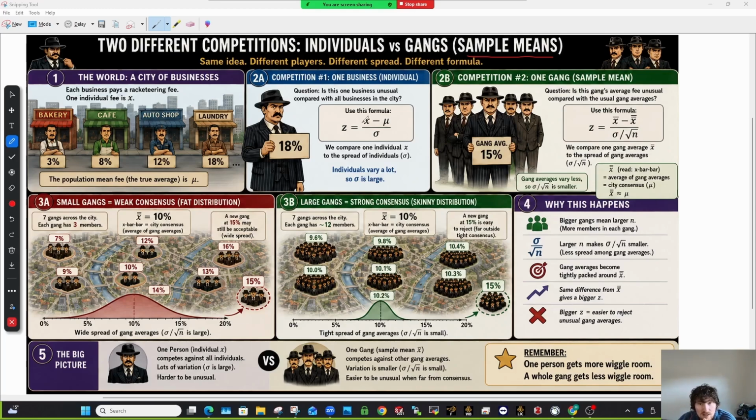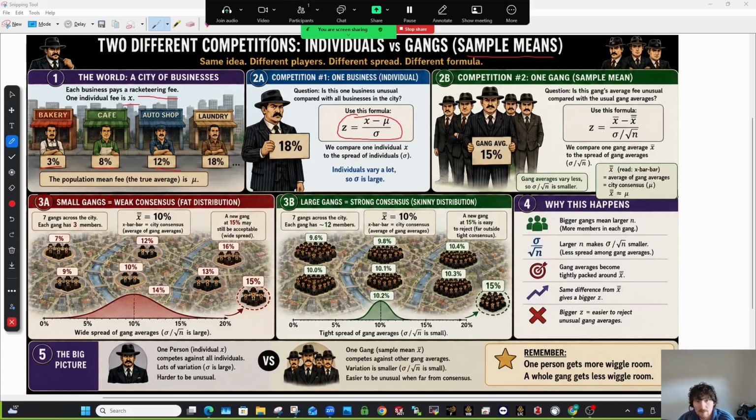So the idea is we use this formula here when we're just comparing an individual value. You see each of these businesses pays a racketeering fee to the gangs. So one individual fee is X, and each of these, the bakery, the cafe, the auto shop, they all pay just this individual X. So we want to compare that to the mu, which is what the whole city pays to them.